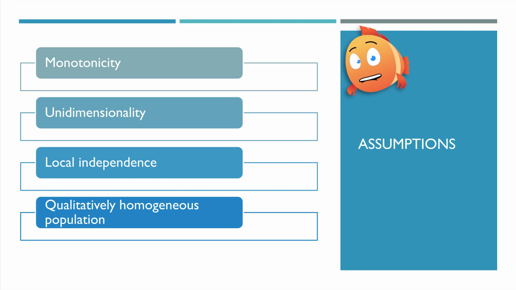Okay, so let's talk about assumptions, because every model has them, even if we don't talk about them. So I'm going to talk about them. We've got four that we're going to cover: monotonicity, unidimensionality, local independence, and a qualitatively homogeneous population. Those are the four.